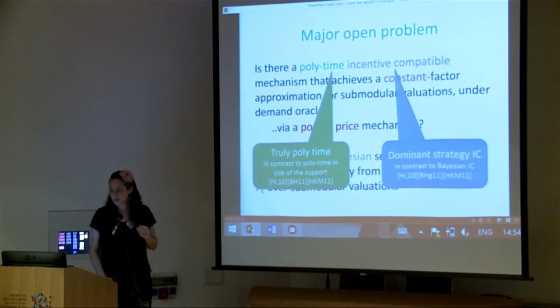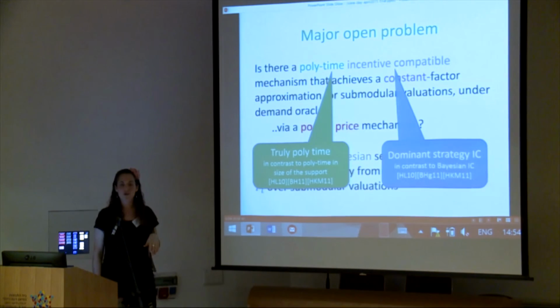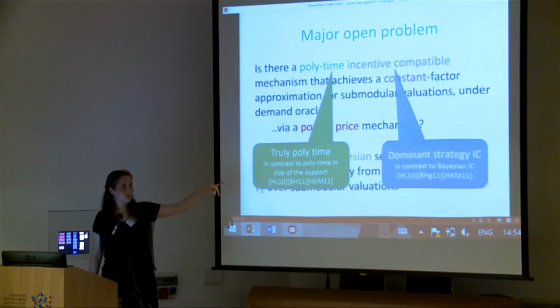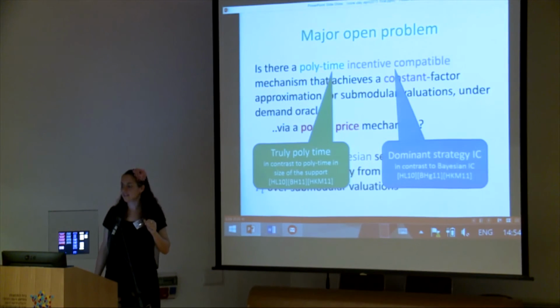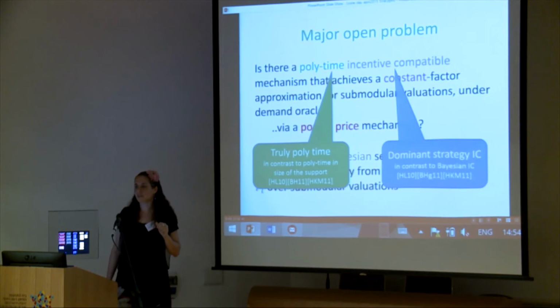And the second remark that I want to make is that we do want to impose dominant strategy incentive compatibility, and this is in contrast to Bayesian incentive compatibility that Kostis presented to us before.